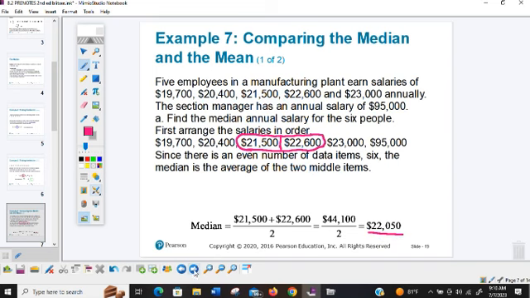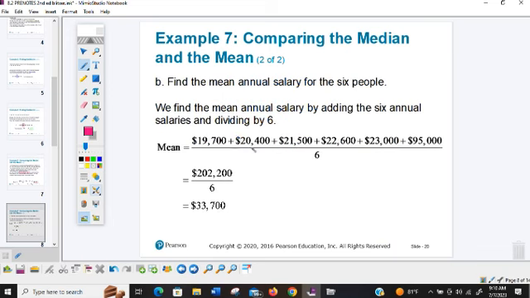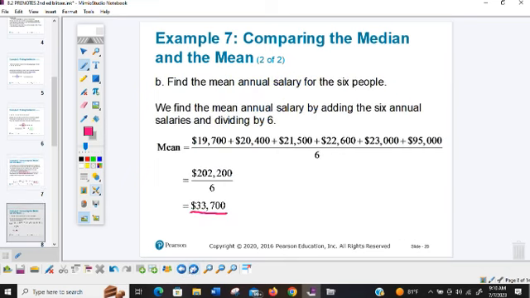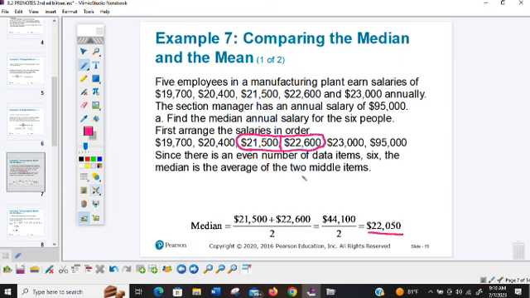But watch what happens with the mean. When we add all of those numbers up and we divide by 6 people, because there are 6 employees, we get 33,700. Now let's go back and look at that data again. Here's all our data. 33,700 is really high. That's up here, and that is the average.